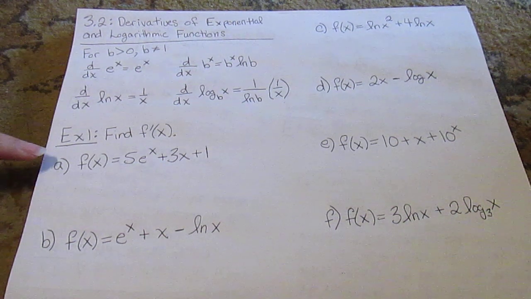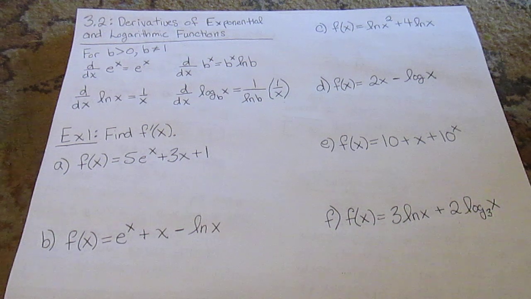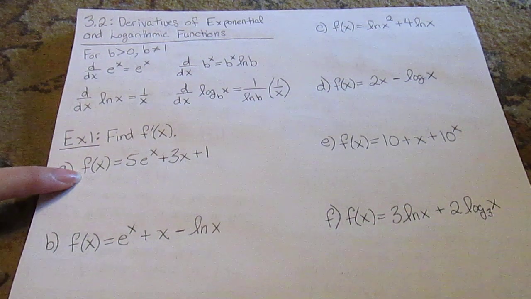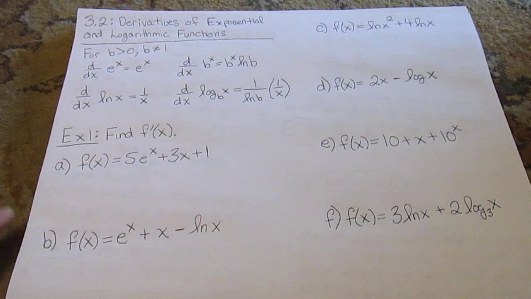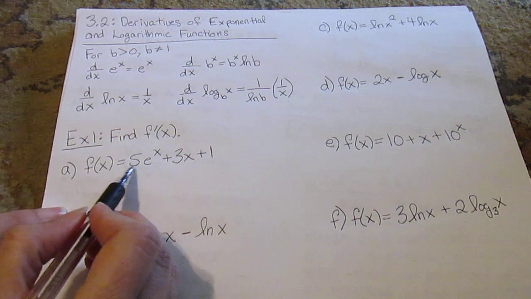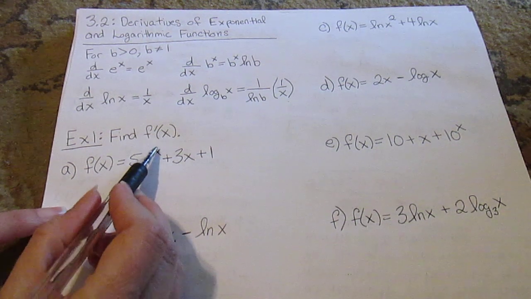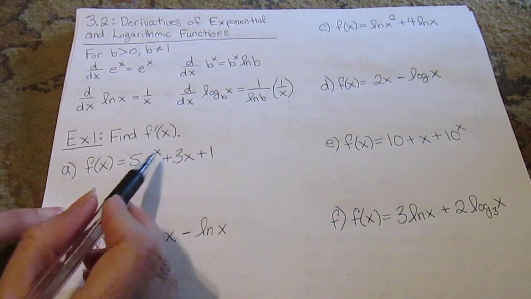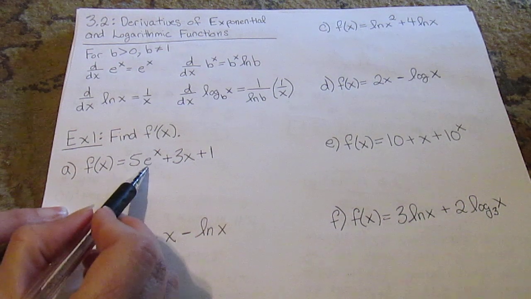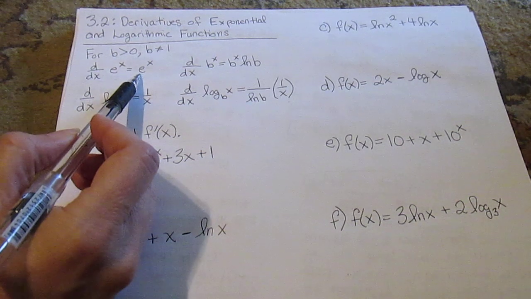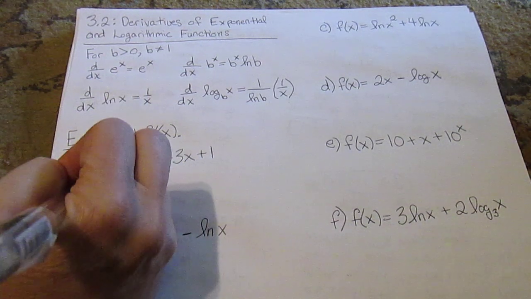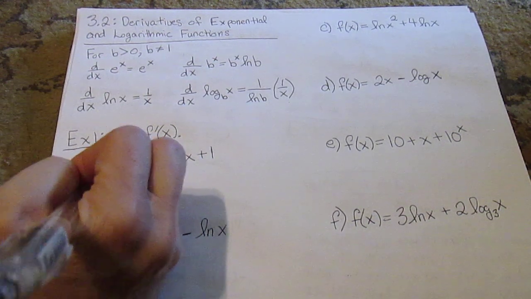So in our first example, find f prime of x, so find the derivative. f of x equals 5e to the x plus 3x plus 1. Okay, so this is just the multiple in front of the function. Remember, you can leave that. Just take the derivative of this. Well, the derivative of e to the x is e to the x. So nothing changes in our first term.